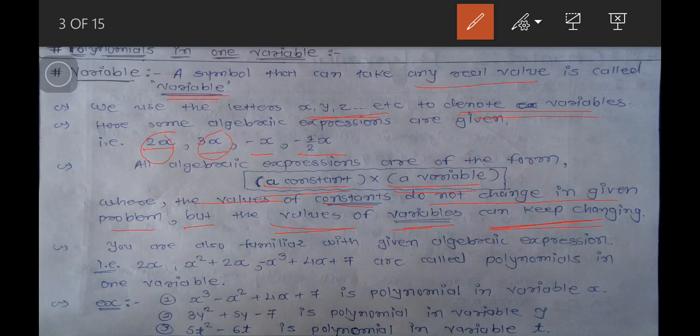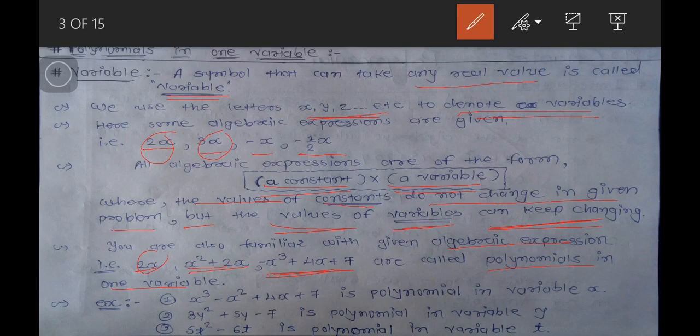Now you are also familiar with the given algebraic expressions, which are 2x, x square plus 2x, minus x cube plus 4x plus 7, called polynomials in one variable. Here you can see that in 2x we have used only one variable x. In x square plus 2x, here also we have used only one variable x, and in another example we have also used only one variable.